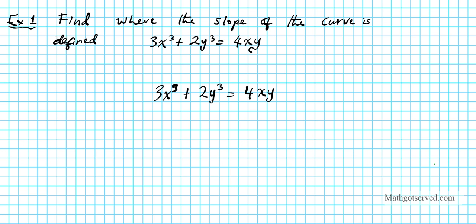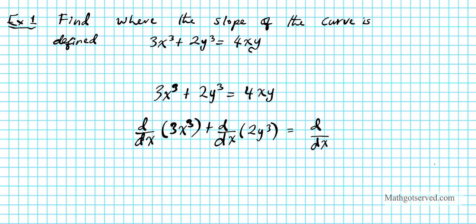I'm going to do term by term differentiation on the left side. So d dx of 3x to the third plus d dx of 2y to the third. Let me write that. And then on the right side here, we have a product of two functions. So we're going to be using a product rule to differentiate this piece right here. Okay? All right, so let's go ahead and differentiate.